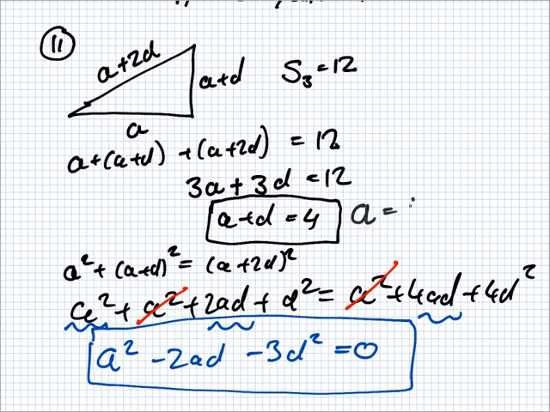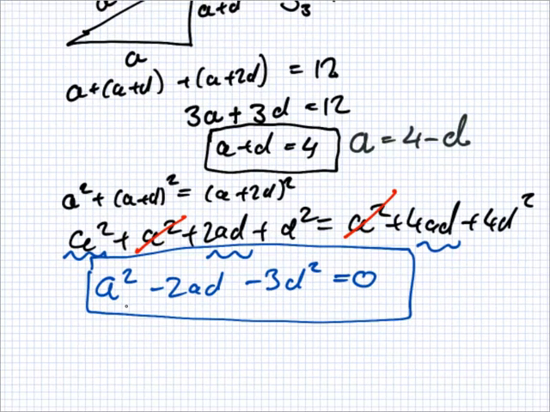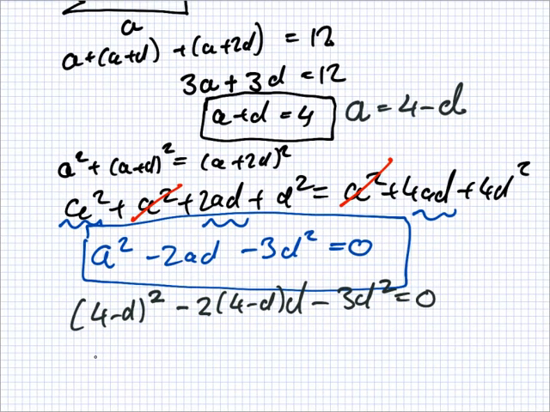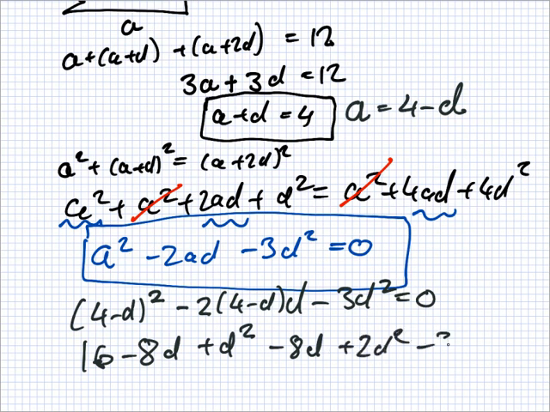A equals 4 minus D. We sub that in. 4 minus D squared minus 2, 4 minus D times D, minus 3D squared equals 0. I get that? Yeah. 16 minus 8D plus D squared minus 8D plus 2D squared minus 3D squared equals 0.